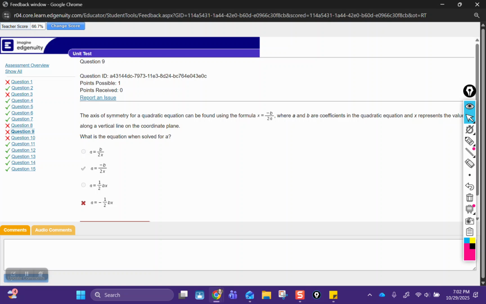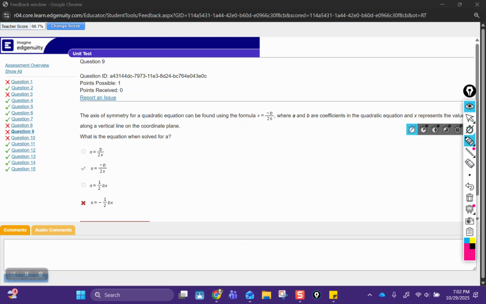Question 9, we've got an axis of symmetry equation. We have a formula here that says x equals negative b over 2a. We don't really need to know that it's an equation to find the axis of symmetry. A and B are coefficients in the quadratic equation. We haven't worked with quadratics yet, but the whole purpose of this problem is because this is a literal equation where we are asked to solve for a different variable, right?